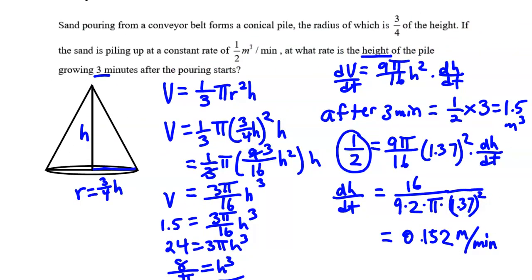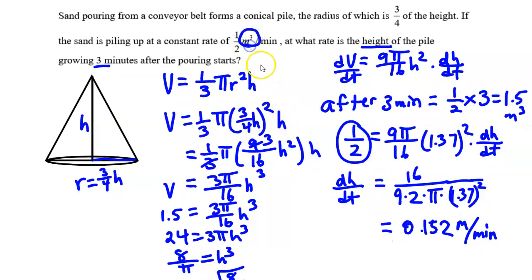That would be meters per minute. Where I get the units from is, of course, from here. We're measuring the volume in cubic meters, so the height is going to be increasing by meters, and the unit of time is minutes, so meters per minute.